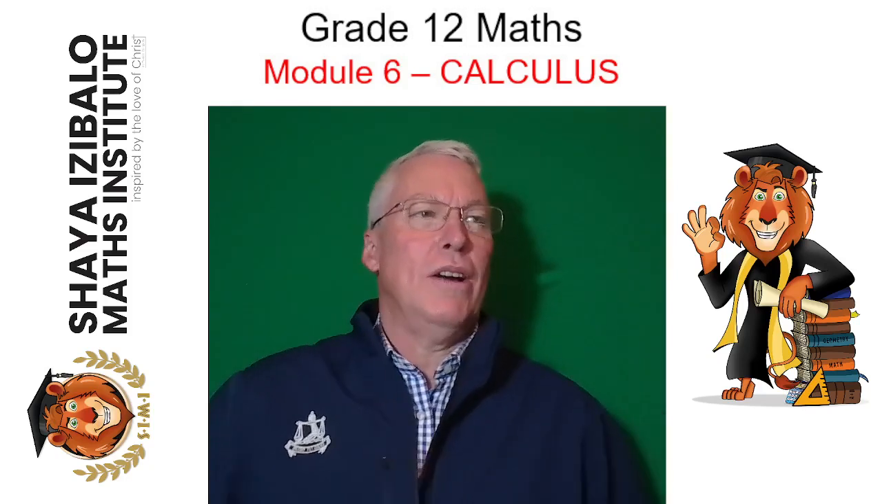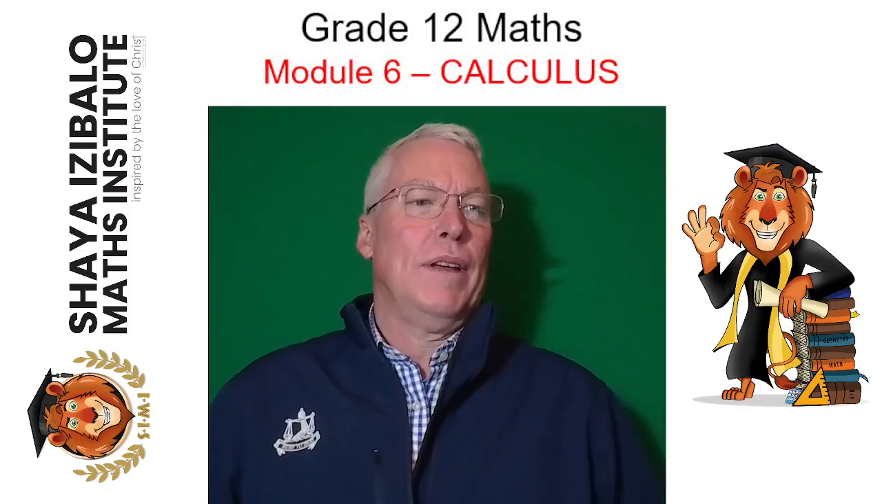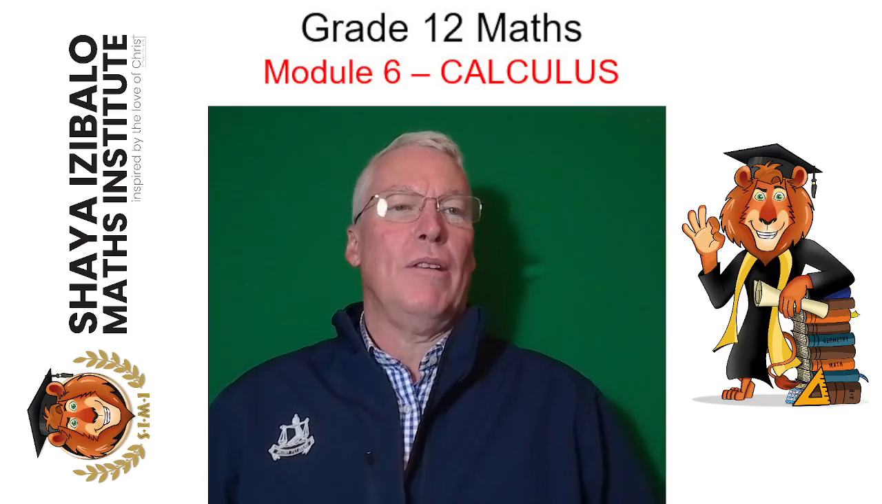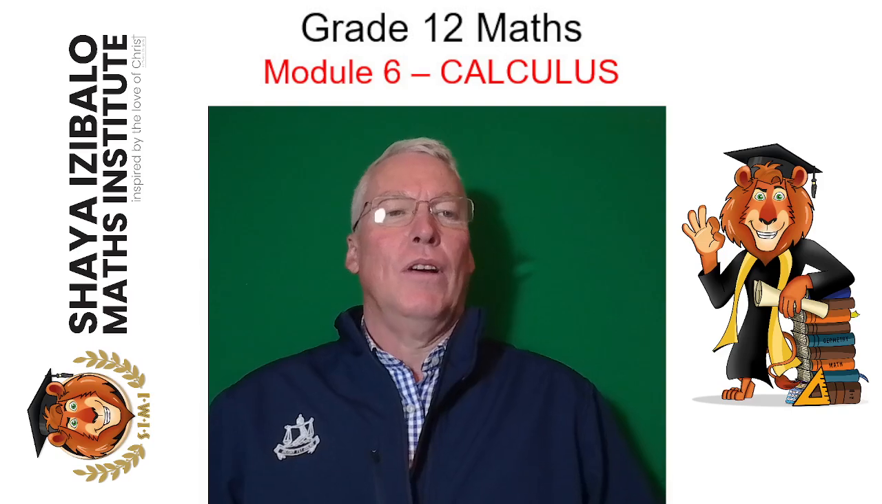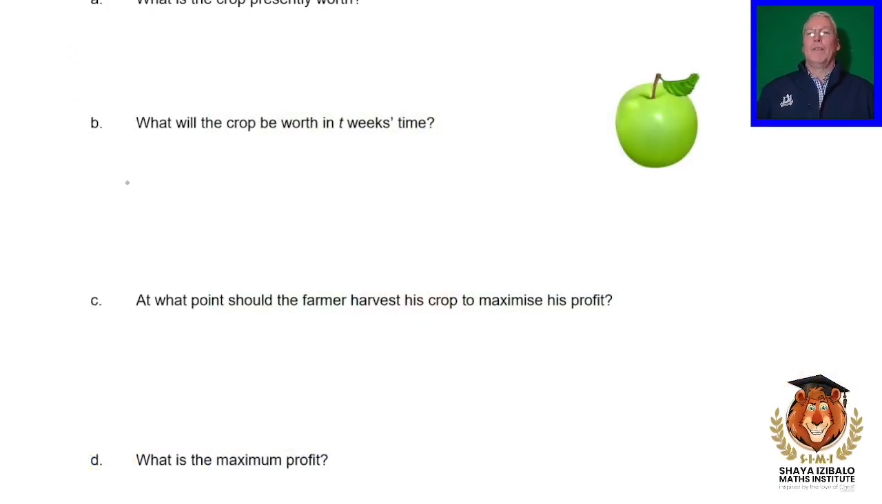Okay, so we are nearing the end of our terms work and we're nearing the end of the calculus. So let's dive straight into this example. A farmer has 300 apple trees, each of which has 70 apples. Presently, each apple can sell for 50 cents. So it says, what is the crop presently worth?